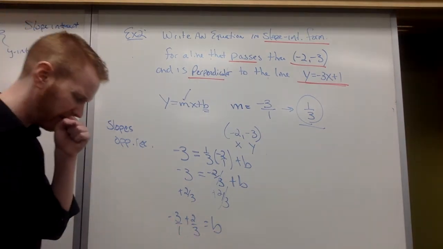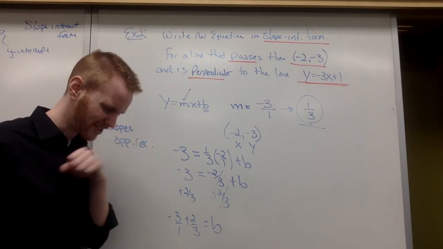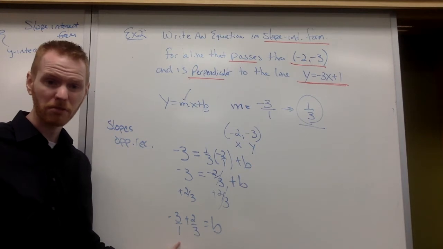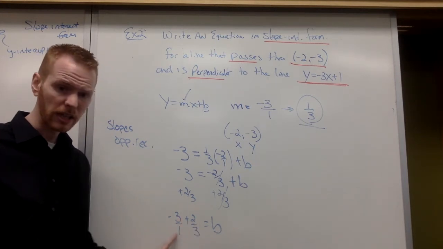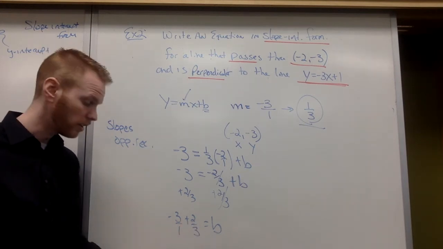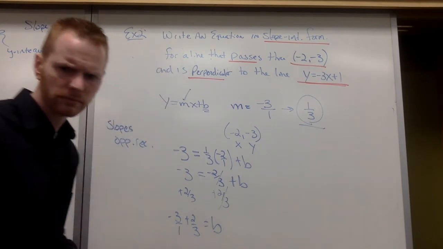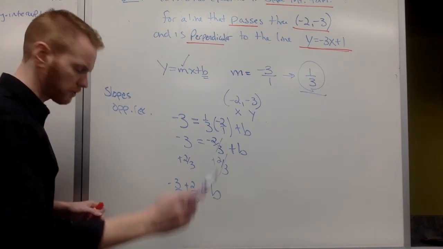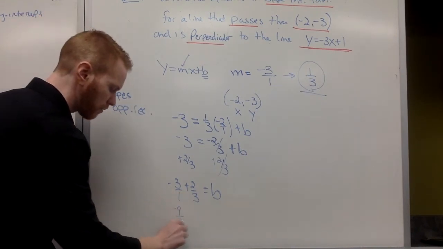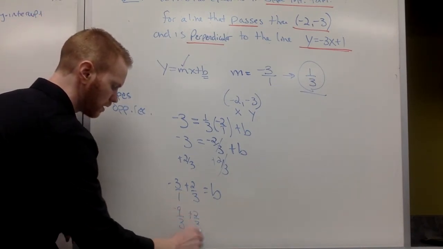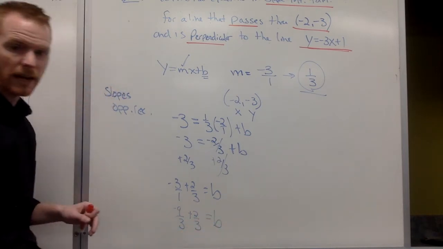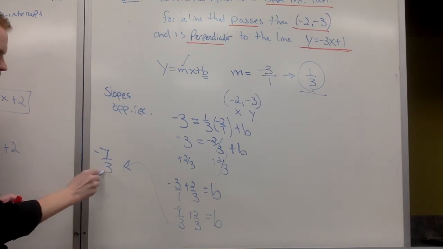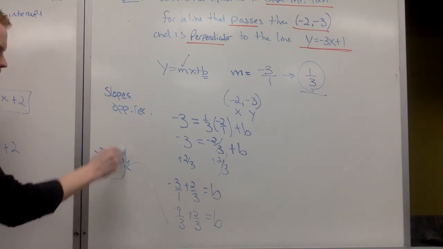Common, excuse me. Okay, back to it. Common denominator would be 3, right? This guy's good. Multiply top and bottom by 3 here. There we go. Okay, we got enough space. And I would get -9/3 plus 2/3 equals b. I'm out of space. I'm going to write it up here. I get -7/3 as my b value.